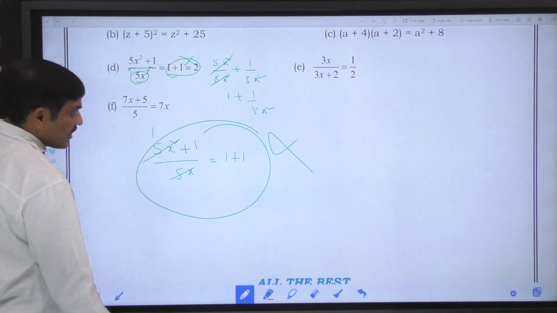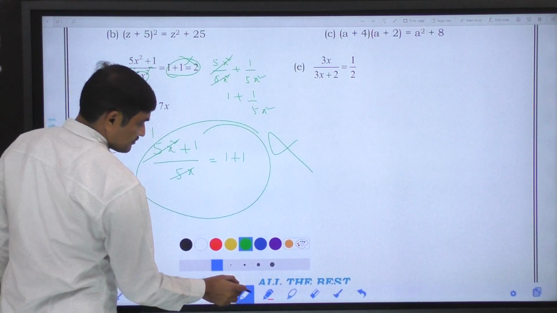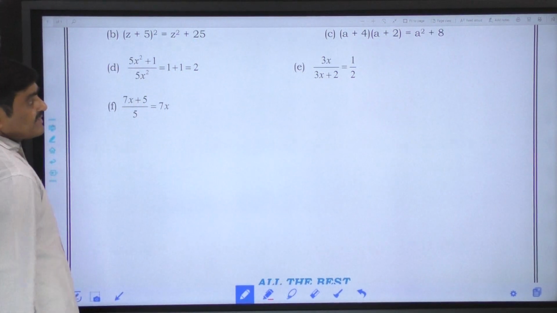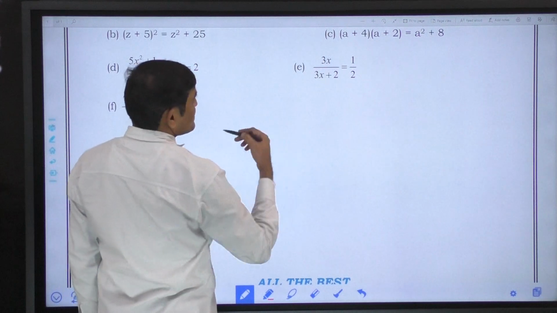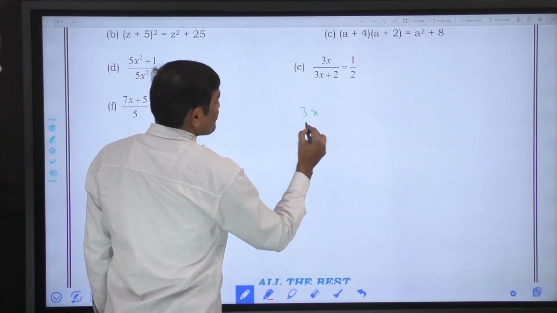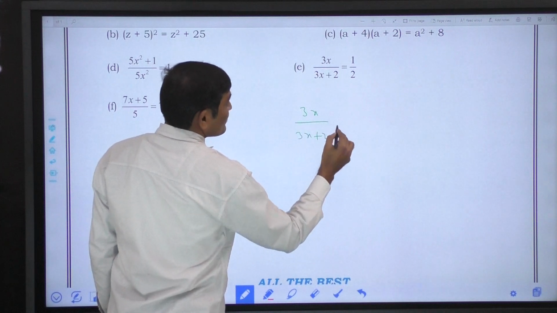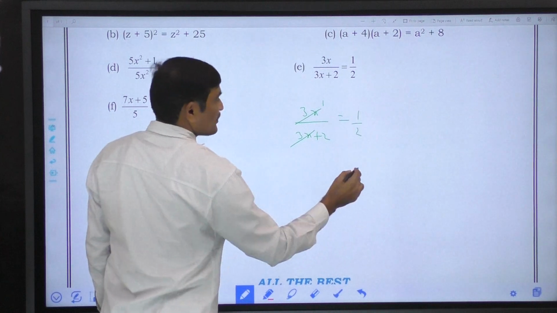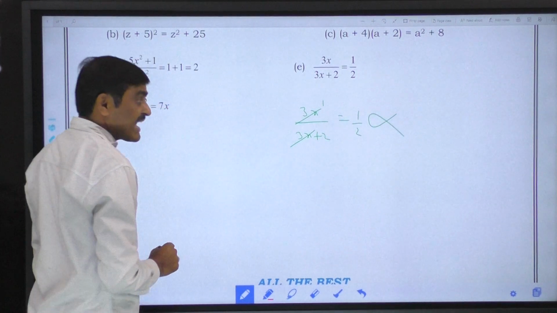Okay. Now coming to the next one: (3x + 3x)/(3x + 2). Actually, it is 3x/(3x + 2). He cancelled the 3x and gave 1/2. This is wrong. Can we cancel?